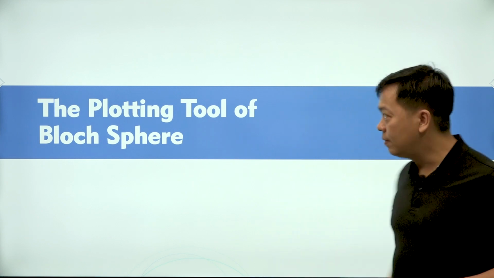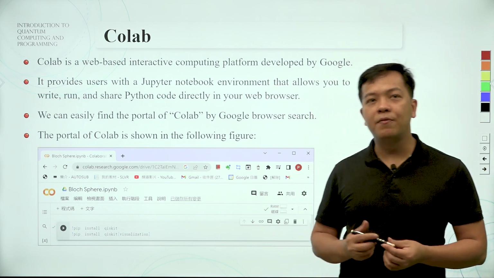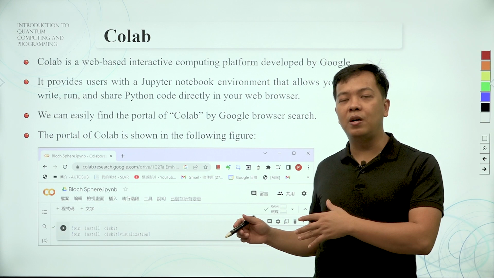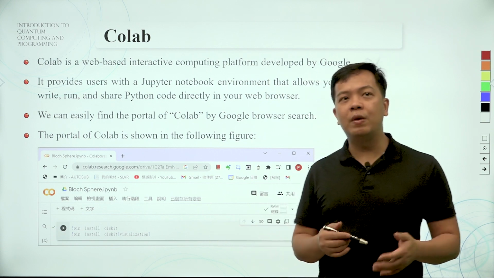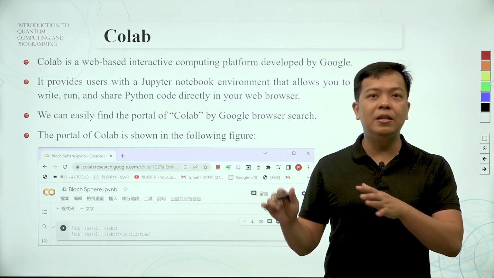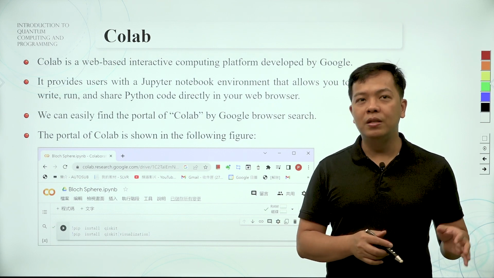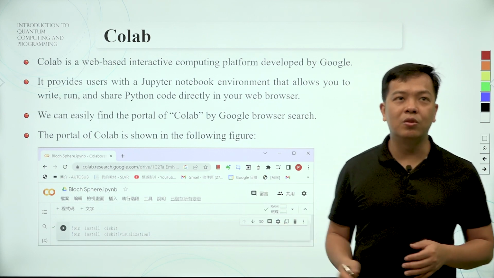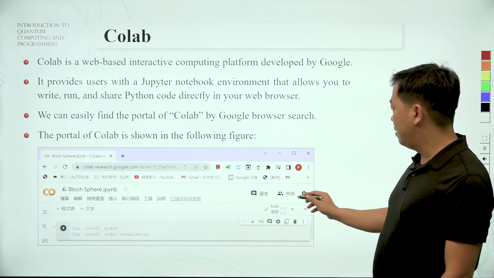Okay, in this field we have a tool. The first tool is called Colab from Google. This tool is web based and it looks very good. If you have a Google Drive and a Gmail account, you can access Google Colab very easily.